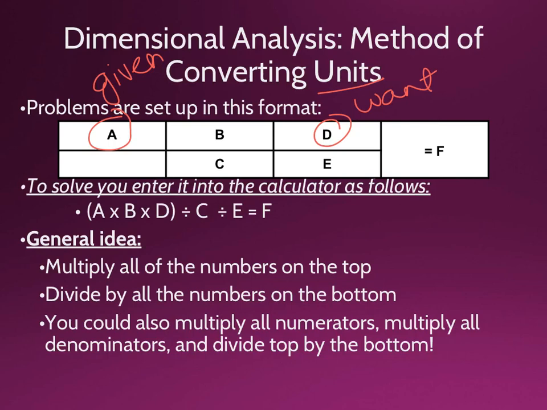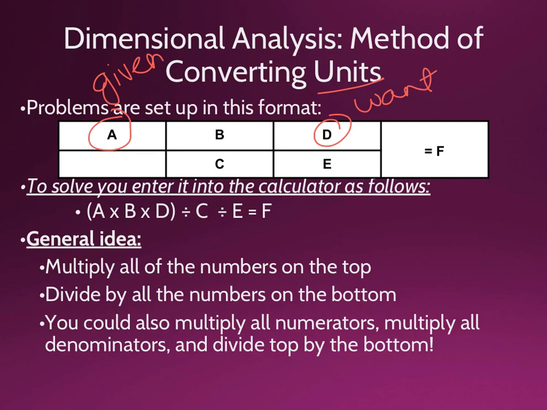Okay, when you put it into the problem, what you're going to do is multiply all the numbers across the top, divide all the numbers on the bottom. Okay, and you also could do, if you want to, the way I like to do it is just to literally say A times B times D in this case. So A times B times D divided by C divided by E. You hit enter and that gives you the final answer. Okay, final answer's unit should be in the same unit as D, and you'll see that in just a moment, how you set that up with the conversion factor.